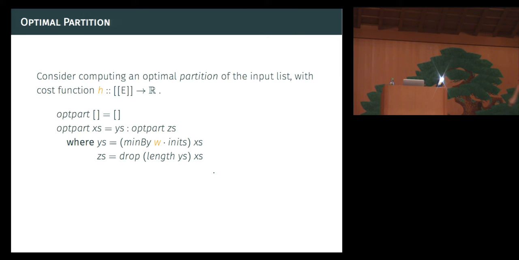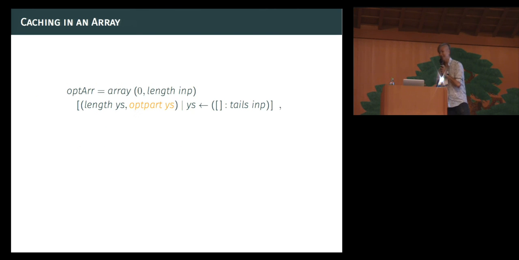And what's this cost function w? It's this. The w of y's is this cost function w cost h, assuming that the rest of the list is optimally partitioned already. And you see this suspicious circular dependency. Does that work? Actually, this works if you store all the optimal partitions of every tail in an array, and carefully compute them one by one, starting from the shorter ones to the longer ones. Then this is going to work, amazingly.